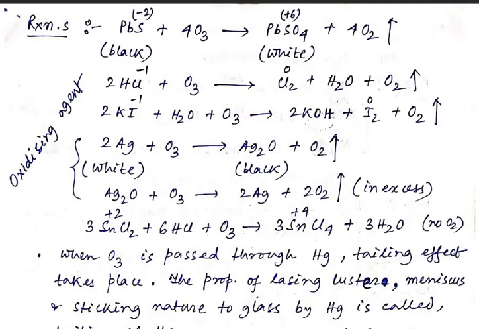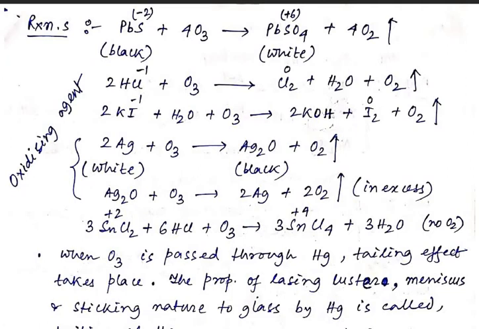In another reaction, if I have HCl and I react that HCl with ozone, we will get chlorine plus water plus oxygen. Here also, in HCl the oxidation state of Cl is -1, but in Cl2 the oxidation state is 0, so the oxidation number is increasing from left to right. That means oxidation is going on. So in this reaction also, ozone is acting as the oxidizing agent.